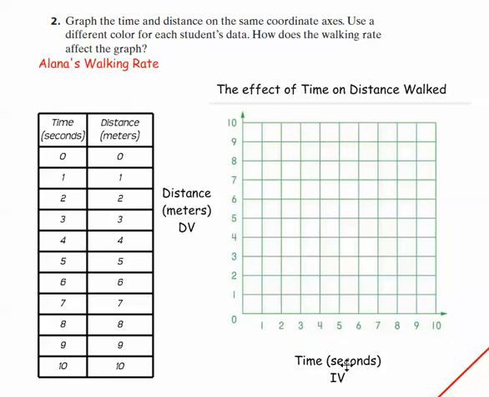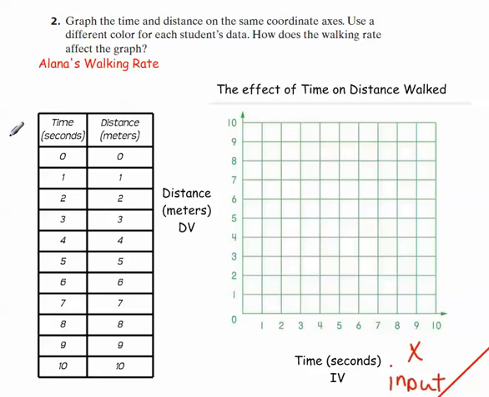Our independent variable is always on the x-axis, right down here. And as mathematicians, we would also refer to this as our input. So please take a moment, label that x-axis, it's time in seconds, and mark that it's the IV, the independent variable. It's our x coordinate, and it's referred to as our input.